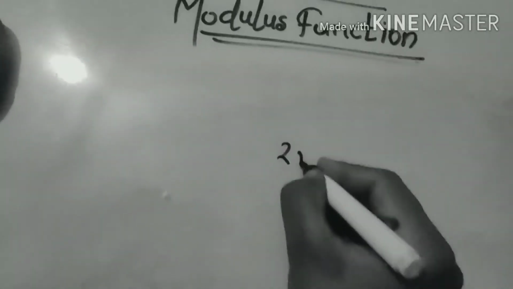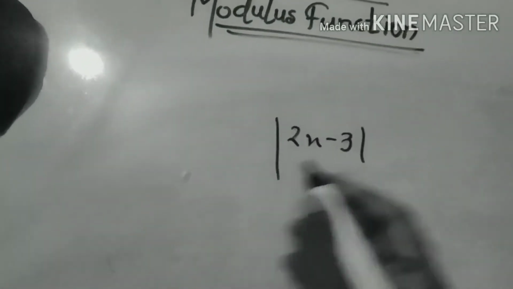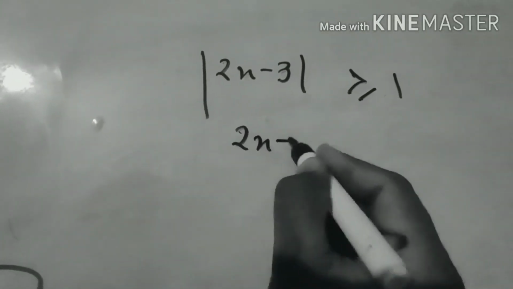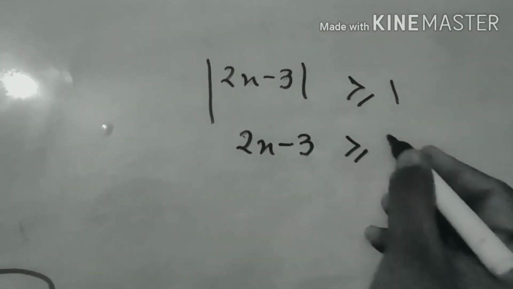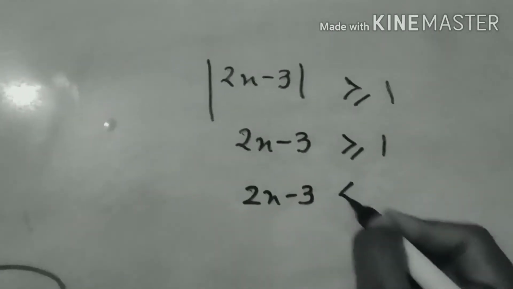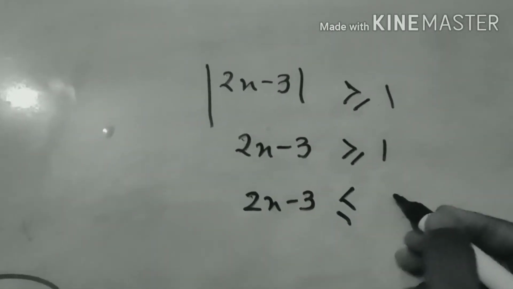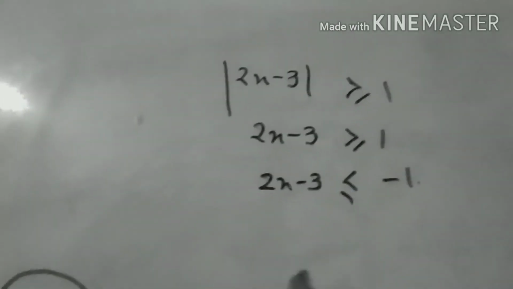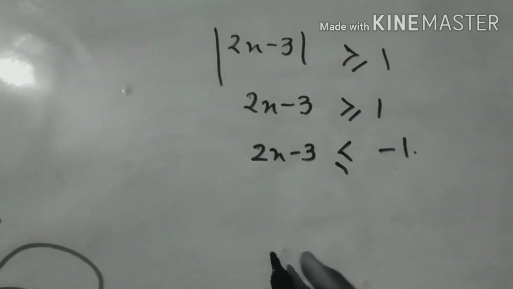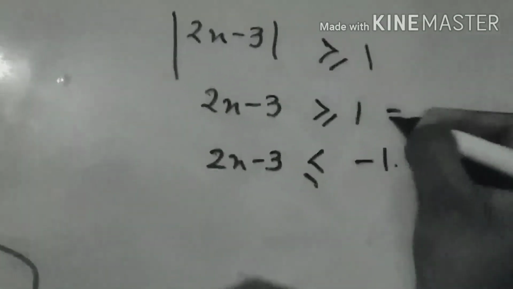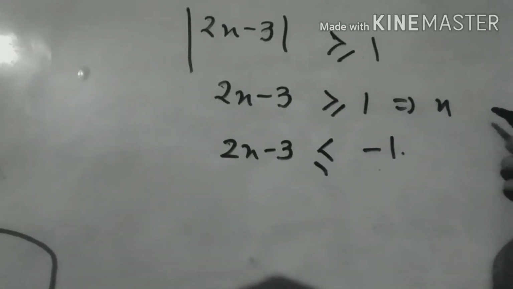Like we have our example, 2x minus 3 is greater than or equal to 1. So when we remove the modulus, we get 2x minus 3 is greater than or equal to 1, or 2x minus 3 is smaller than or equal to minus 1. And similarly we'll be solving this. So the value of x will come out when we send this minus 3 to that side.